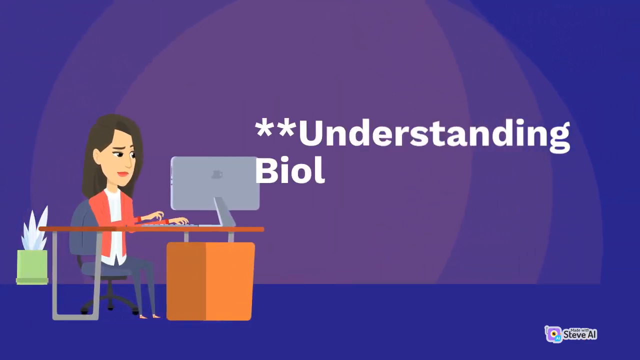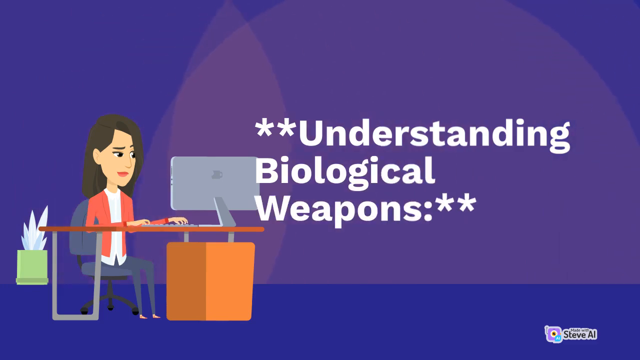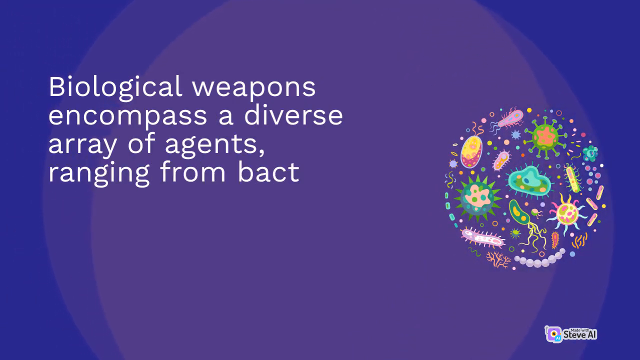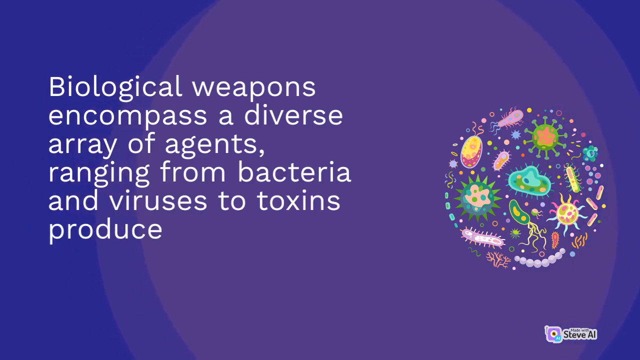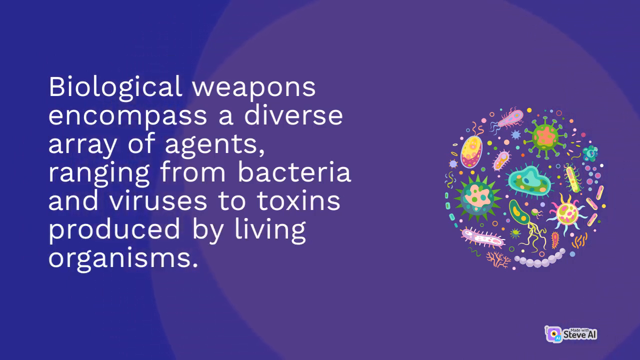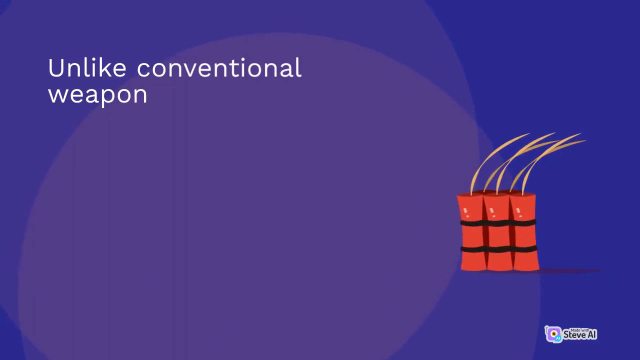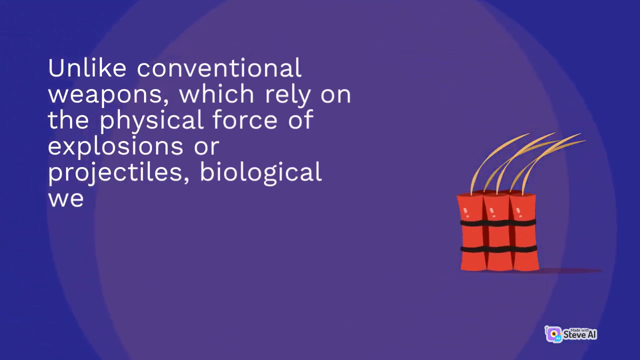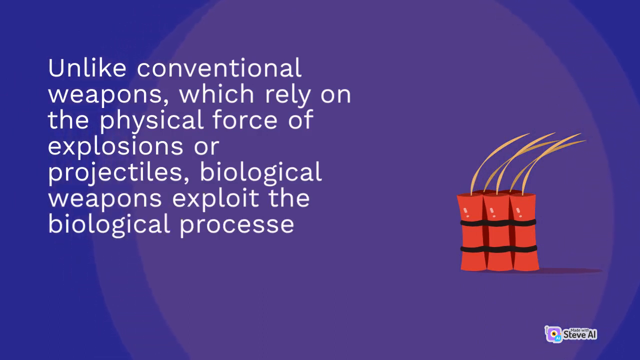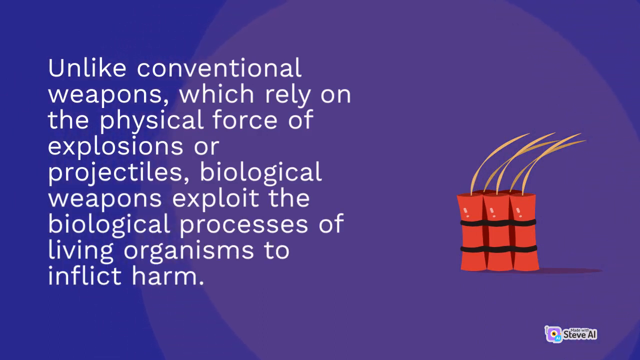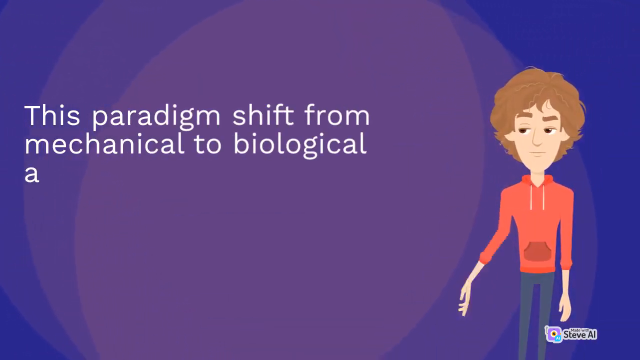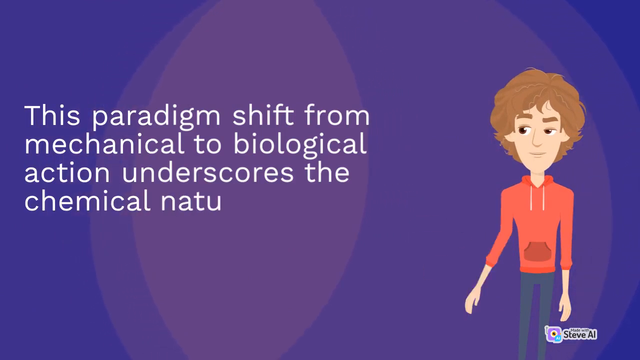Understanding biological weapons. Biological weapons encompass a diverse array of agents, ranging from bacteria and viruses to toxins produced by living organisms. Unlike conventional weapons, which rely on the physical force of explosions or projectiles, biological weapons exploit the biological processes of living organisms to inflict harm. This paradigm shift from mechanical to biological action underscores the chemical nature of these weapons.